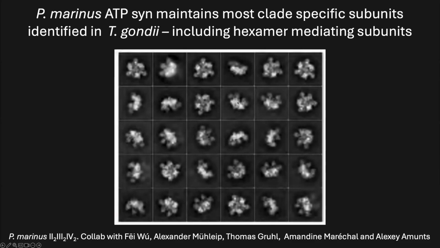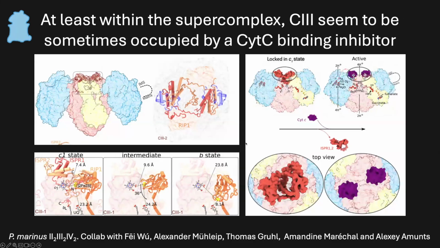So we find some of these subunits that mediated the hexamer in Toxoplasma conserved in the complexome, and also independently in a structural experiment, we can see those hexamers also in Perkinsus, suggesting that this function is potentially conserved across the myzozoan. Or perhaps even came from a common ancestor, even if it's not found in all of them anymore.